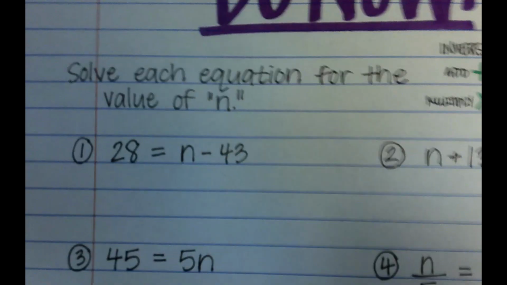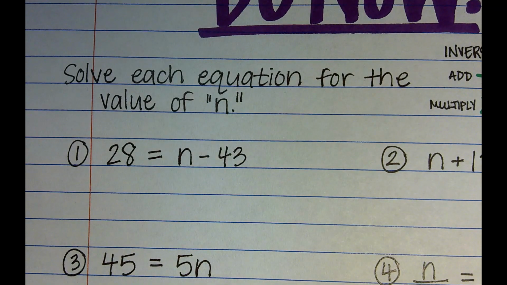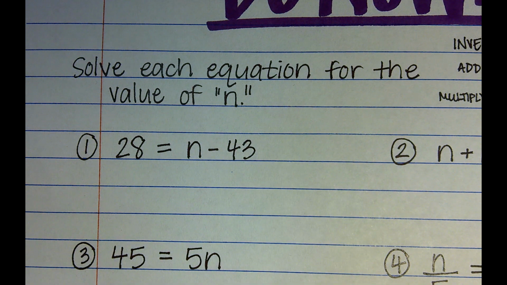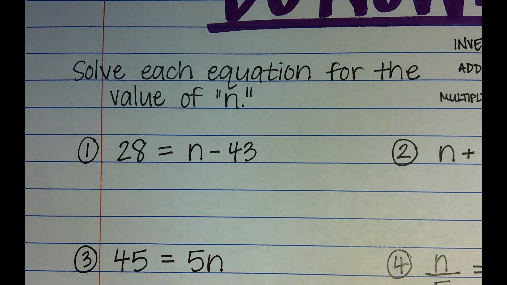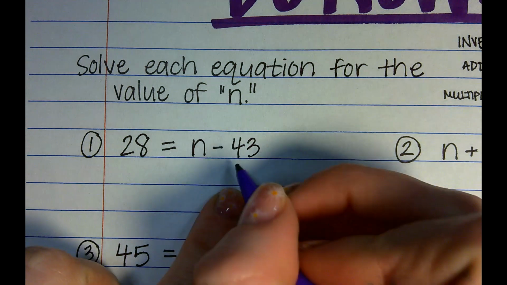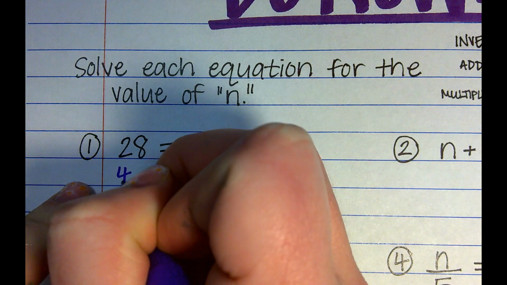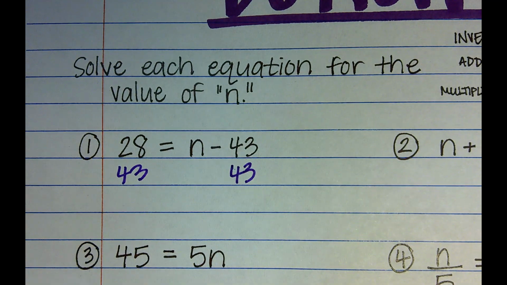Remember, our goal is to get the variable by itself on one side of that equation. So I have 28 equals n minus 43. What do you guys think is a good first step to take here? You take 43 and put it under your 28, equals 43 under 43. Okay, so you're going to take 43 and put it under both sides here. Is that right? Yep.